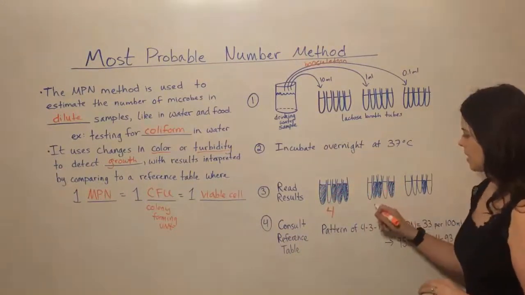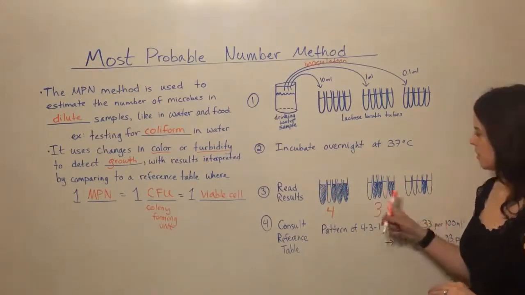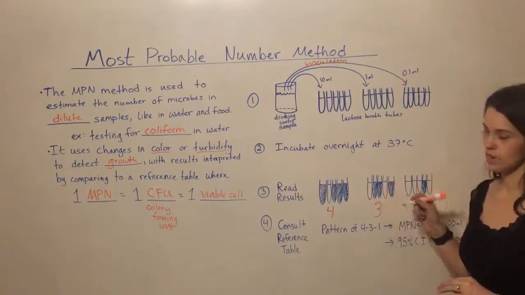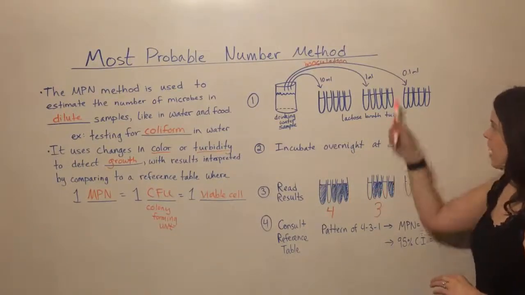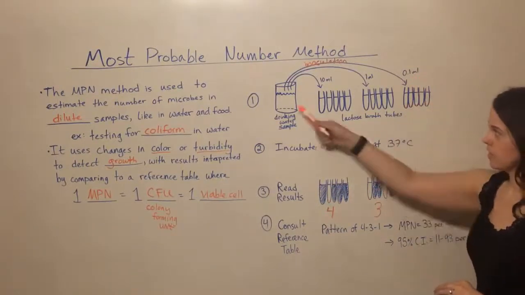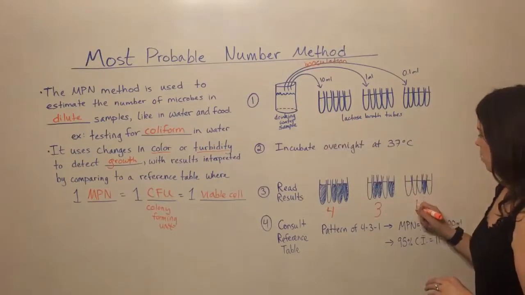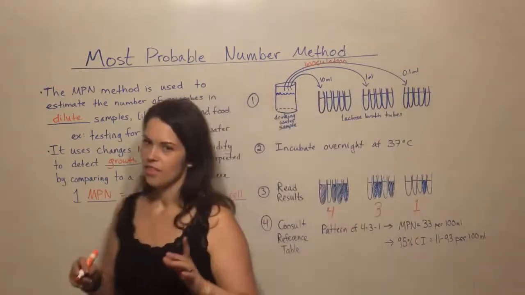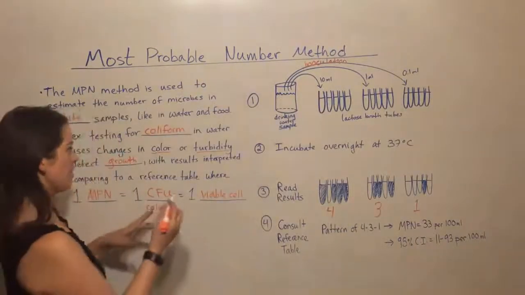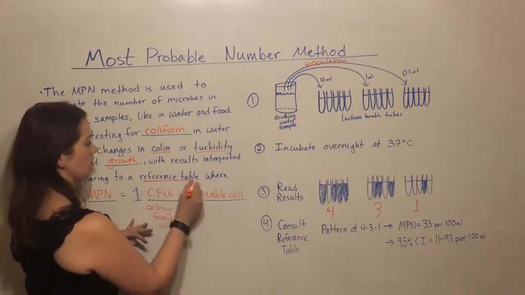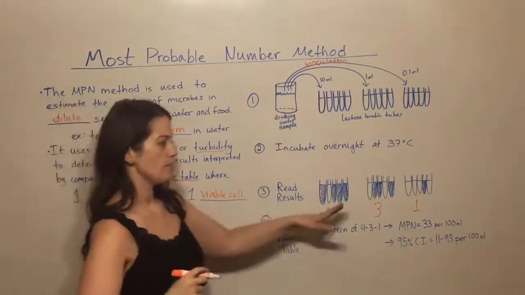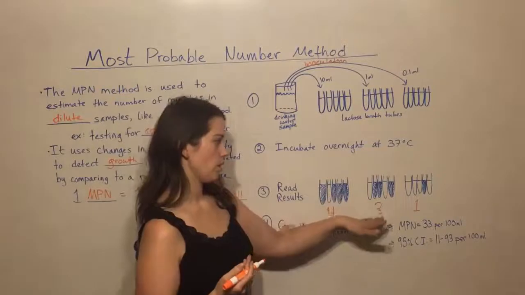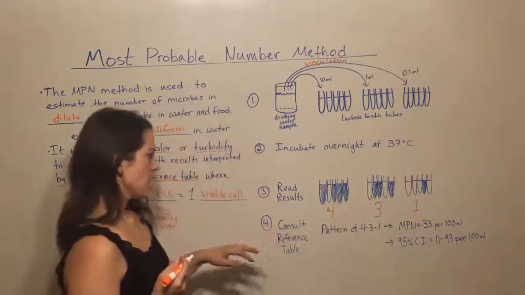We have 3 positive tubes here. 3 showed a color change, 2 did not. And then where we were adding the smallest amount of the water sample, we've just got 1 positive tube. So 1 changed color and 4 did not. And so that is our results that we then want to compare in the reference table. So our pattern, if you will, was 4, 3, 1.